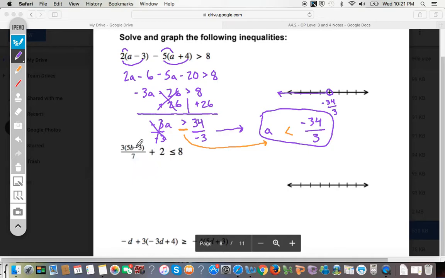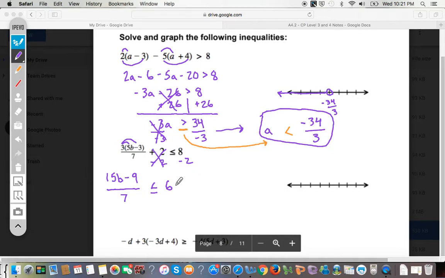So, trying to get b by itself, of course, so I'm going to get rid of this 2 first. So I'll subtract 2 on both sides. Positive 2 minus 2, that cancels. So I'll distribute this as well while I'm simplifying things. So I have 3 times 5b, I know that is 15b. And I have 3 times negative 3, which is minus 9. Again, this is all over 7. And I have less than or equal to 8 minus 2, which is 6.